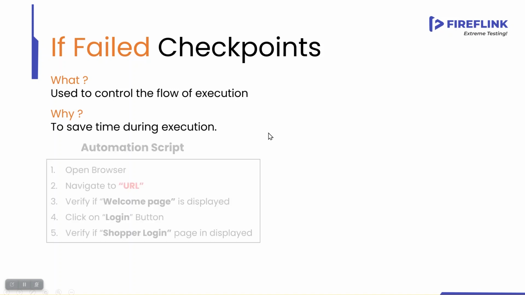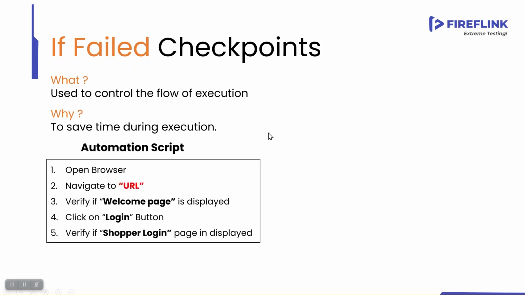Now let us consider an automation script which has around 5 steps. Let us consider each step takes 1 second for execution. This is just an assumption. What will be the total execution time of the script? 5 seconds, correct? Because each step takes 1 second and there are 5 steps in total. So the total execution time of the automation script is 5 seconds.